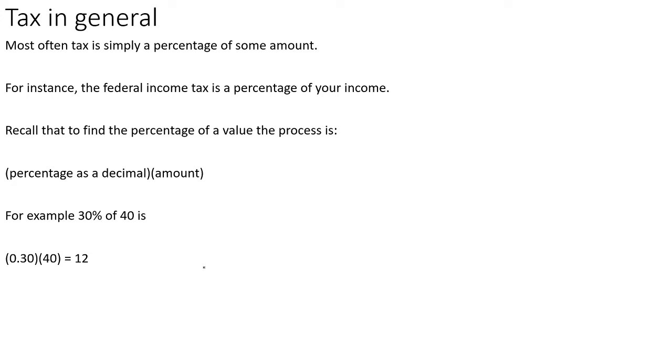So tax in general is applied as a percentage of a certain amount. So again, if you have a 5% tax, it's 5% of whatever you make. Just a quick recap, if you want to take the percent of a number, you simply take the percentage and convert it into a decimal, and then multiply it by the number you want to take the percent of, and you get that percentage. That's all it is. And we're going to be doing that quite a bit in these examples.